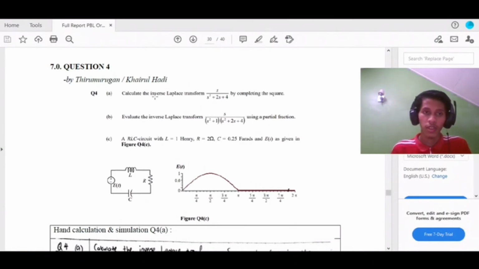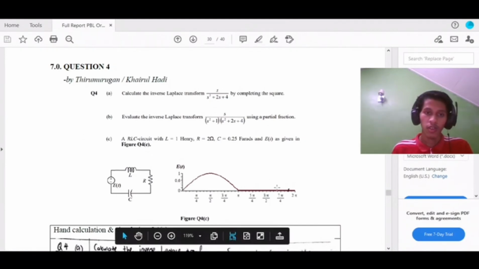I will explain question 4C, the RLC circuit with L given as 1 Henry, the resistor as 2 ohm, and the capacitor as 0.25 farads, and E(t) as given in the figure for question 4C. This is the figure that they gave.